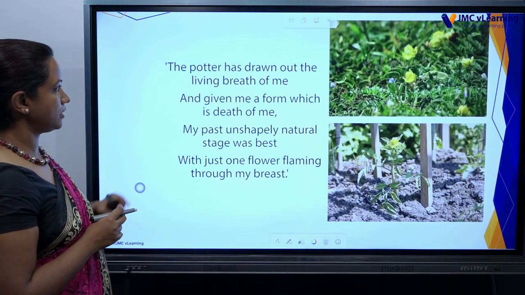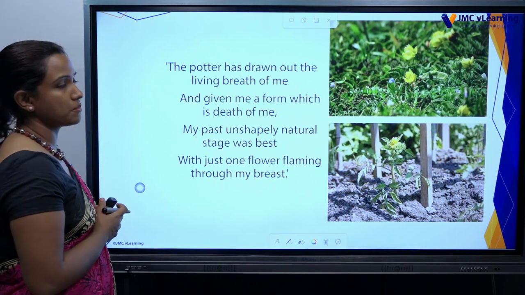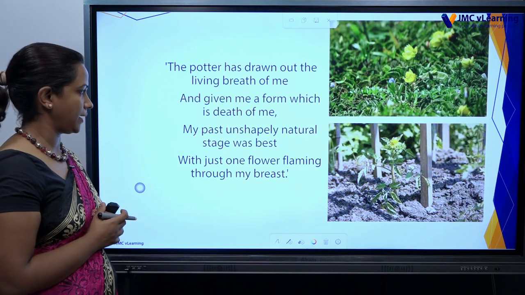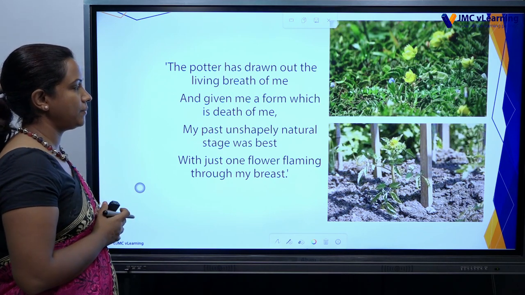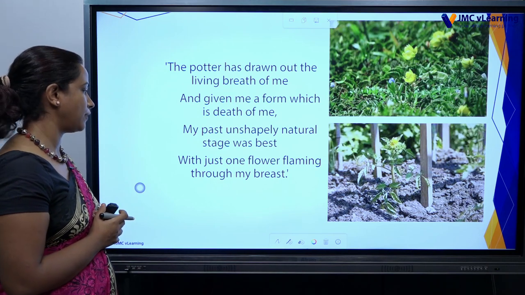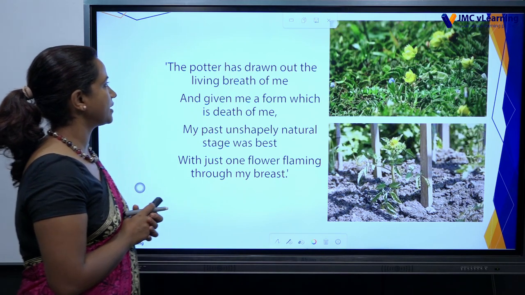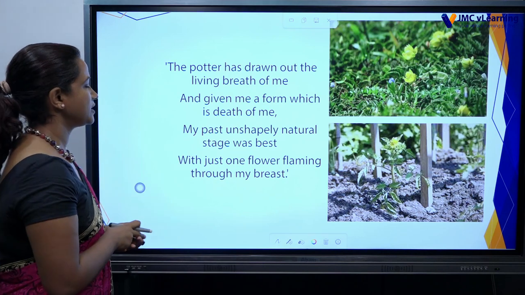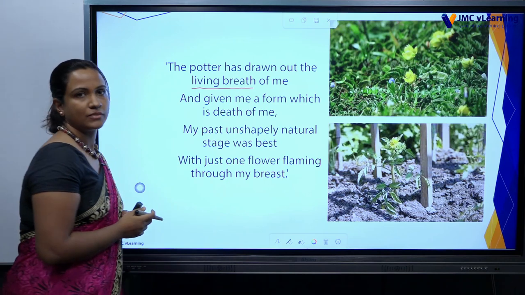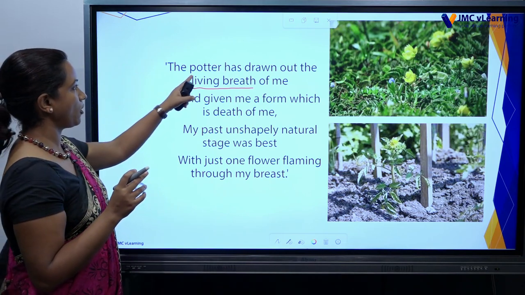So look at these few lines. The potter has drawn out the living breath of me and given me a form which is death of me. My past unshapely natural stage was best, with just one flower flaming through my breast. Okay, so what does the goblet or the clay say? He's blaming the potter. The potter has drawn out the living breath. He's no more living there. His breath has been taken by the potter.